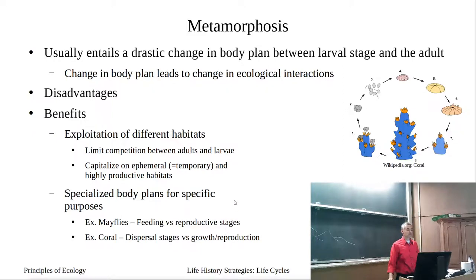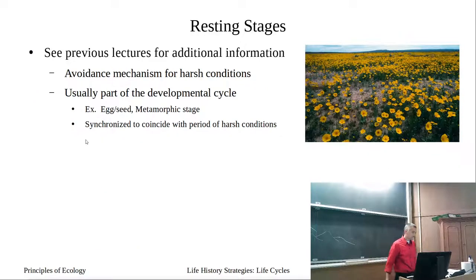All right, so metamorphosis is going to take place. Our benefits have to exceed the cost, and we know, since it exists in so many organisms, the benefits do. There is a reason why they still persist. These complex life cycles can also have resting stages inside of them. I'm going to say see previous lectures for additional information, because we talked about resting stages in response to harsh conditions. And we talked about how it's an avoidance mechanism.